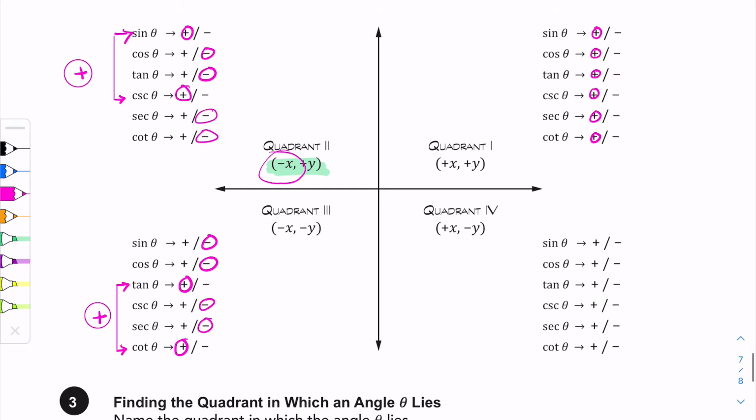And quadrant 4, positive x, negative y. That means your sine value is negative, cosine is positive, tangent is negative, cosecant is negative, secant is positive, cotangent is negative. So here, your cosine and your secant are positive.